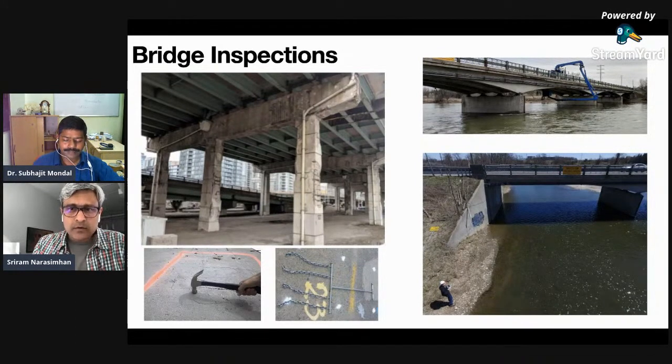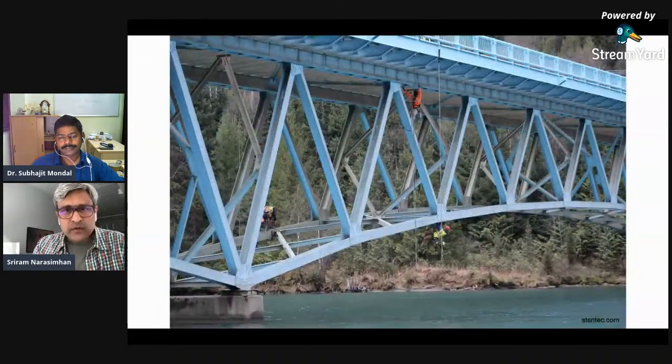Sometimes access becomes very difficult. Let us say there's water under a bridge. An inspector just stands on the shore wherever he or she can get some access and looks through binoculars. Clearly, it's very difficult to do these things manually. Here's another example of how difficult it is to inspect bridges. Access is so difficult that sometimes people have to put on very elaborate safety harnesses and suspend themselves. Clearly, there should be a better way to do these inspections.